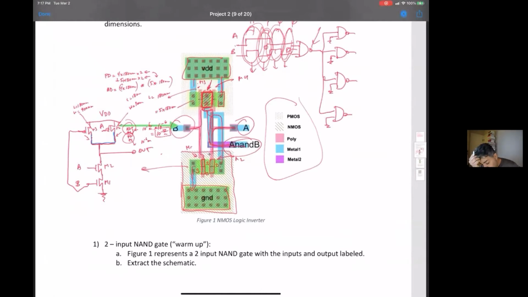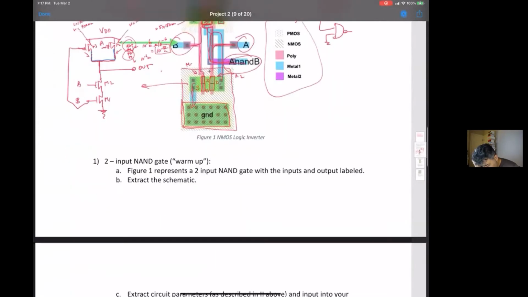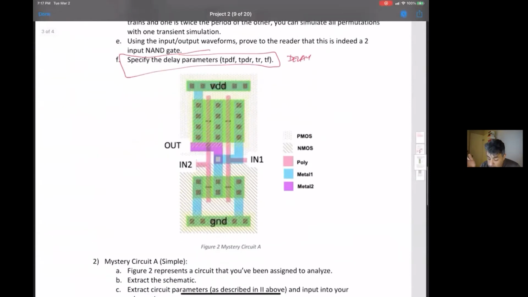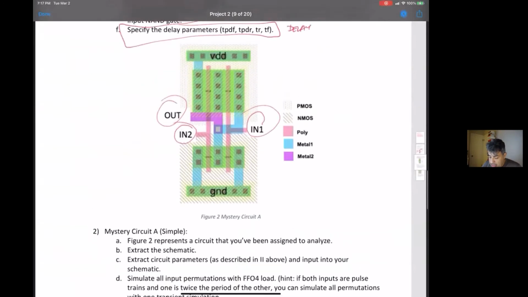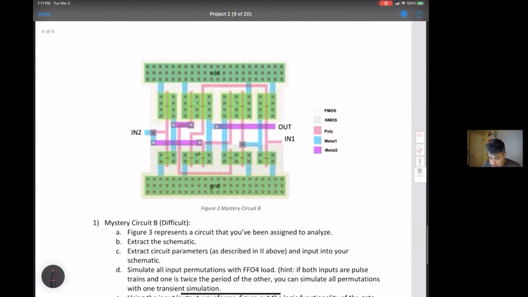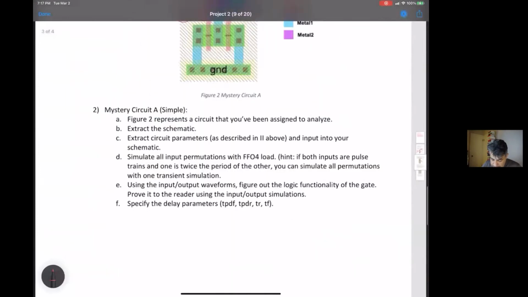The reason this is called a warm-up is because I tell you what the circuit is. The next one, you do exactly the same thing, but I don't tell you what the circuit is. I just tell you where the inputs and the output are, and you're supposed to extract it. But this is still a simple case. And then this is the, whoops, I really screwed this up. Sorry, guys. It should be 3.